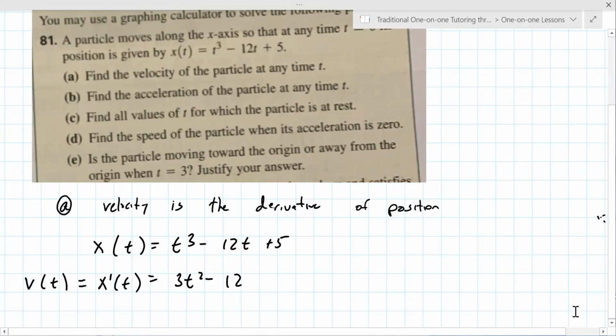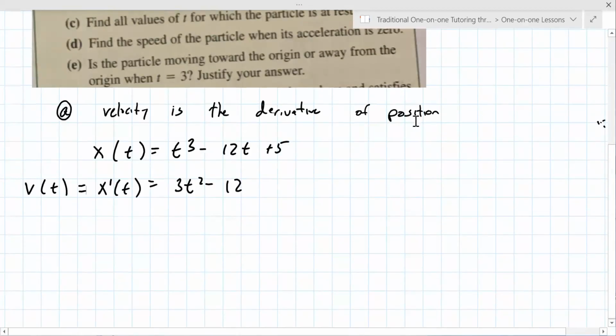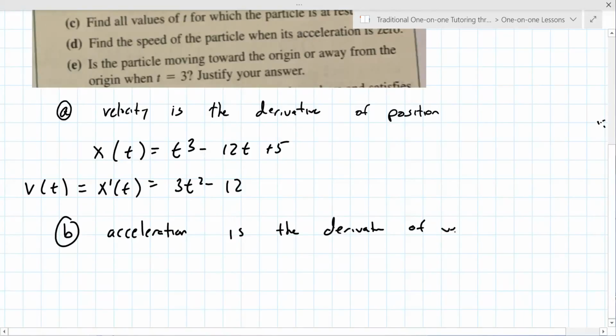Now acceleration is the derivative of velocity. So part B, acceleration is the derivative of velocity. So a of t is equal to two things. It's either x double prime of t, meaning the second derivative of position, or it's the derivative of velocity. Basically, it's the derivative of this thing here again. And that is 6t.